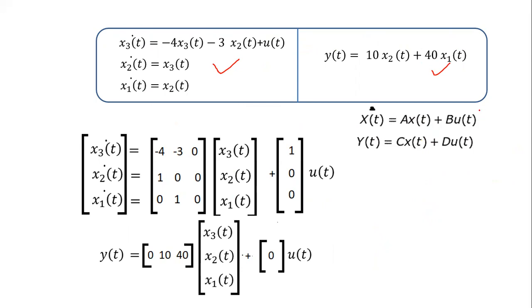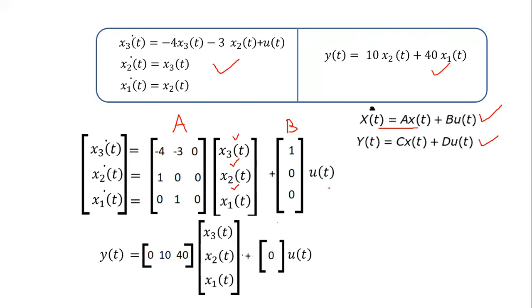That is, x dot of t is equal to ax of t plus bu of t. This one is called the state equation. And y of t is equal to c into x of t plus d into u of t. This one we call the output equation. So first we will see how we find the state equation. Coming to the state equation, x dot of t is nothing but x3 dot of t, x2 dot of t, x1 dot of t, which is equal to A into x of t. This is the A matrix. x of t is nothing but the three state variables, x3 of t, x2 of t, x1 of t, plus the B matrix, B into u of t.